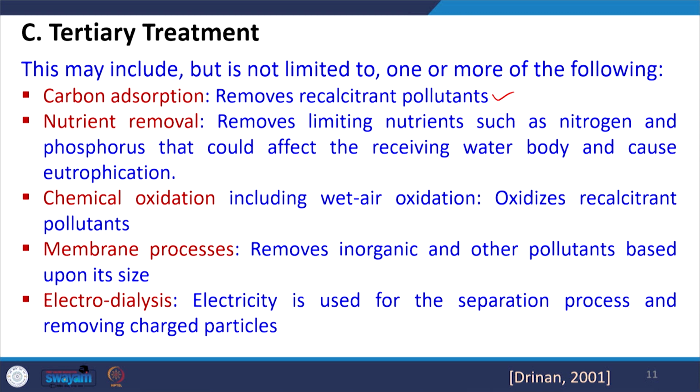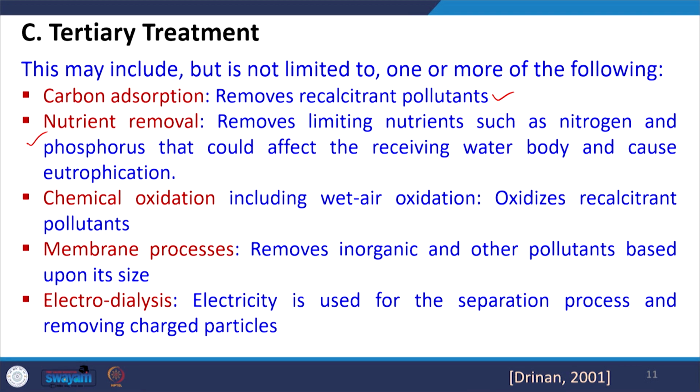Now, thereafter we have nutrient removal which may be used, and this is required so as to remove the nitrogen and phosphorus, because if nitrogen and phosphorus are still present in the water, they are nutrients, and if they are not removed, the water body which is receiving the water will get enough nutrients so that eutrophication may happen. So, to avoid eutrophication of the water bodies, it is essential to remove the limiting nutrients which are nitrogen and phosphorus. There could be many biological methods which can be used for nutrient removal.